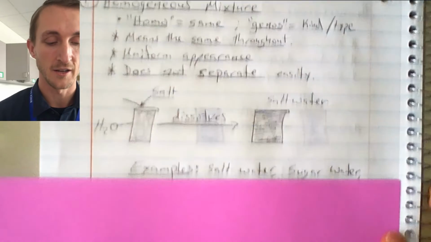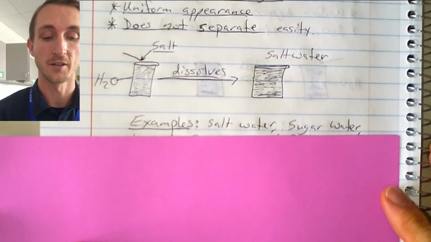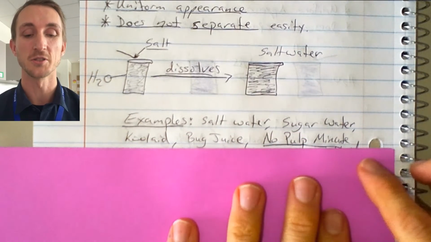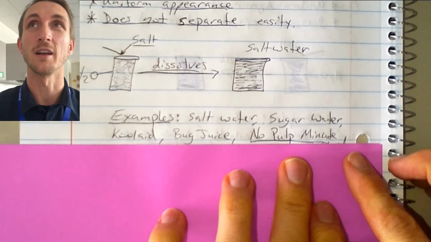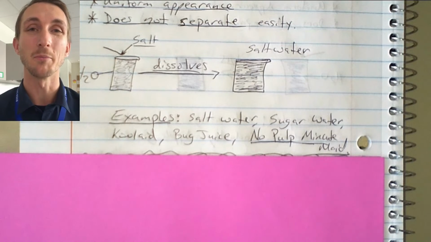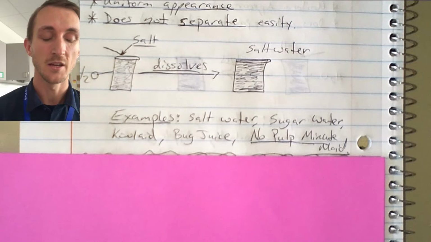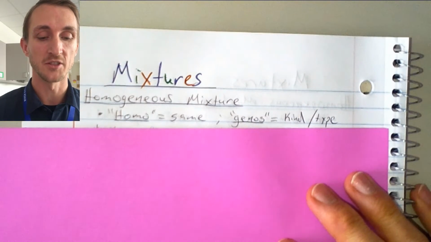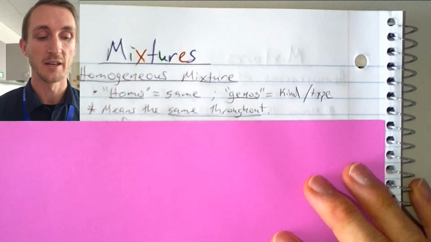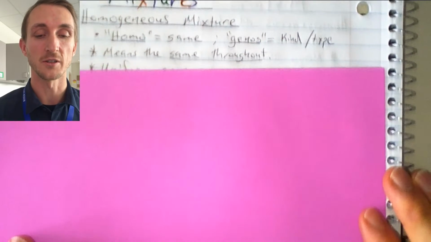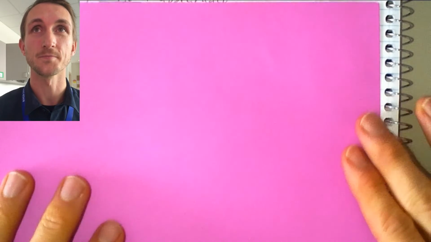Now we can look at other examples of homogeneous mixtures, and you can think of some in your daily life. For example, we have salt water, sugar water maybe, Kool-Aid, bug juice. Somebody said in our last class Minute Maid, but make sure it's the no pulp Minute Maid because the pulp could settle out. So to quick review, homogeneous mixtures, homo means same, genus means kind or type. So this means the same throughout. So your solution's going to look the same all the way through.